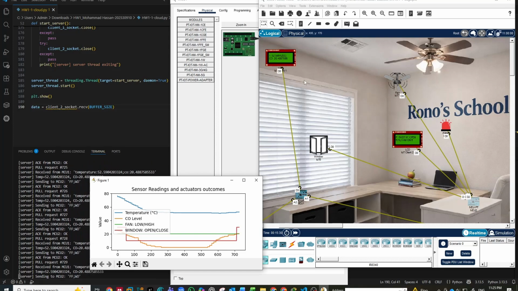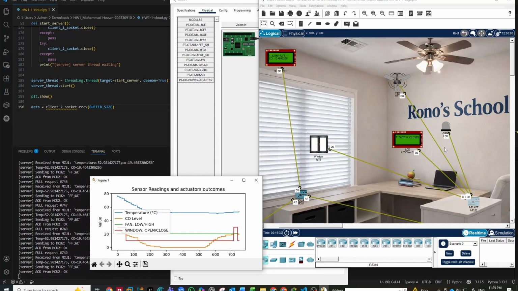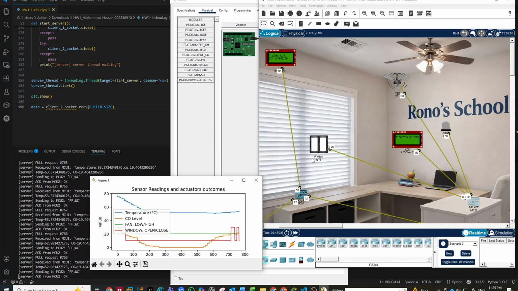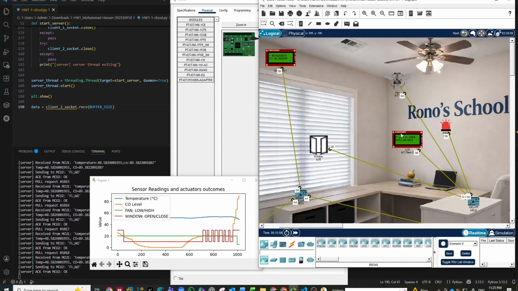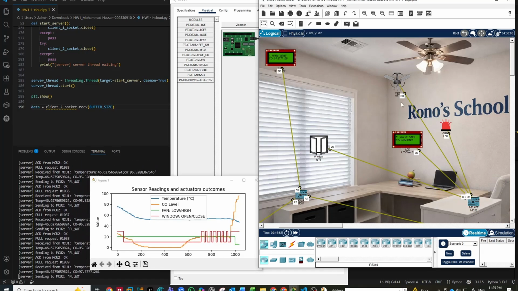When the CO level rises above 20 ppm, the system automatically opens the window and activates the alarm. Now the temperature is low again and the circular bar around the fan is only one, representing low speed.